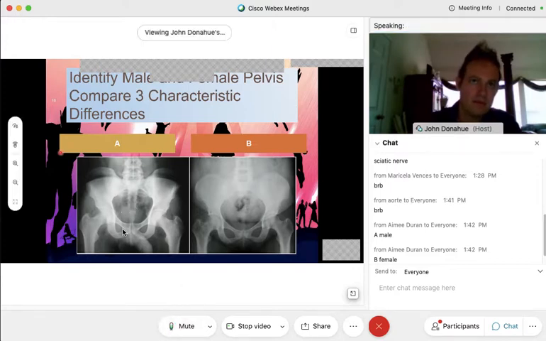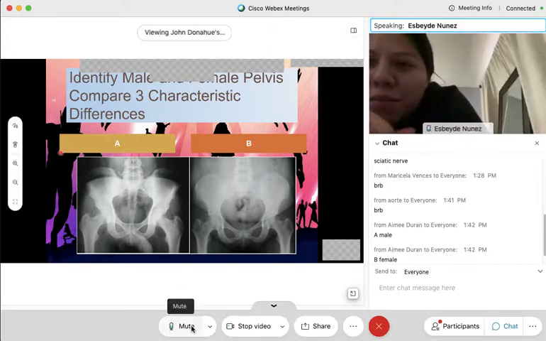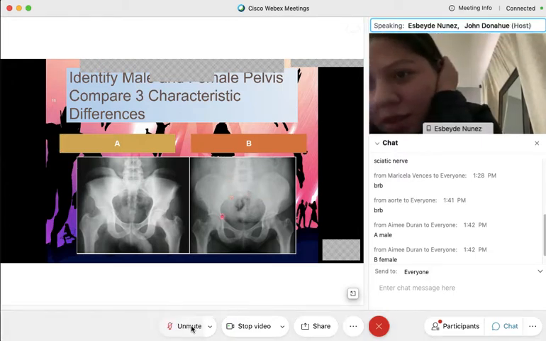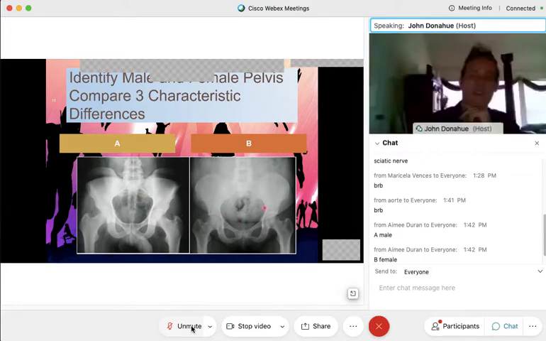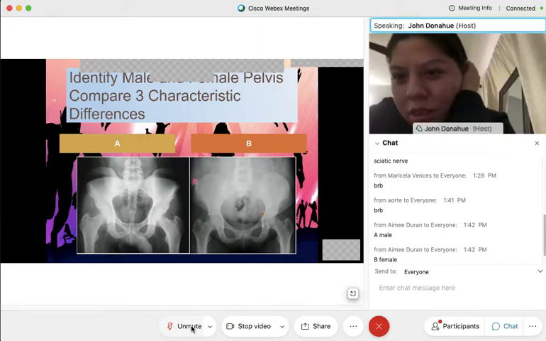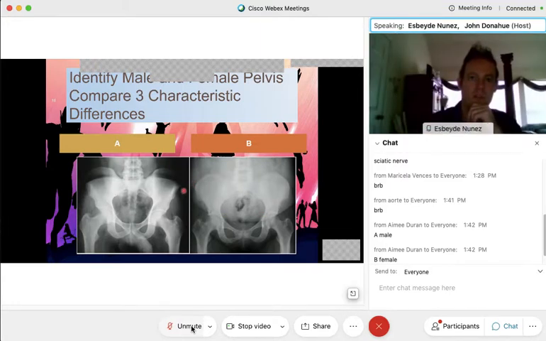Because B's angle is wider. Correct. That pelvic brim is much wider. It actually looks almost similar on the x-ray, right? But it is a little bit wider, yes. And it's more oval looking in the brim. It's more of a wide oval, correct. How about down here? Do we have a different angle? In the pubic symphysis, we have that acute versus obtuse angle.